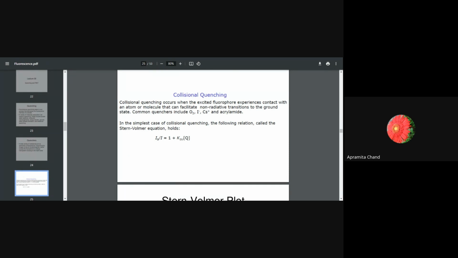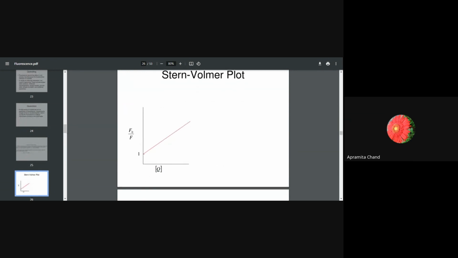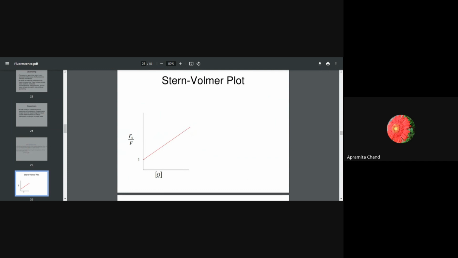In the simplest case of collisional quenching, the following relation, called the Stern-Volmer equation, holds. We have just seen this: phi 0 by phi, or I 0 by I, is equal to 1 plus KSV times the quencher concentration. I 0 by I or phi 0 by phi can be plotted against quencher concentration. The intercept will be 1 and the slope will be the Stern-Volmer constant, or KSV. We have seen the origin and derivation of this equation just now.